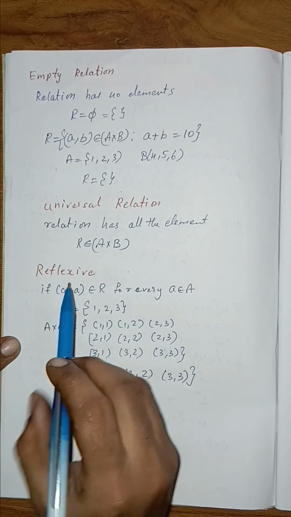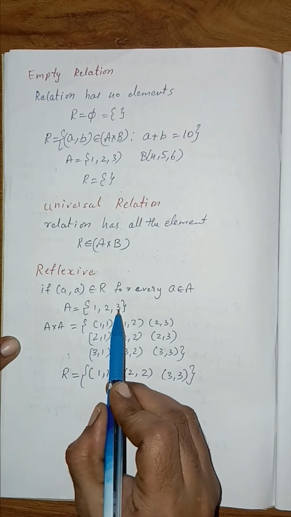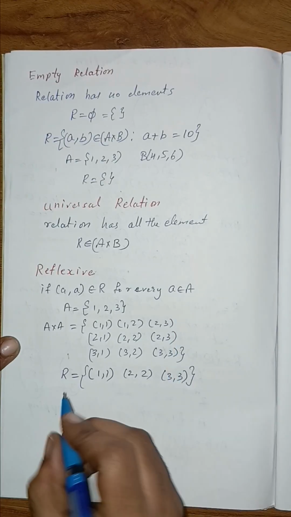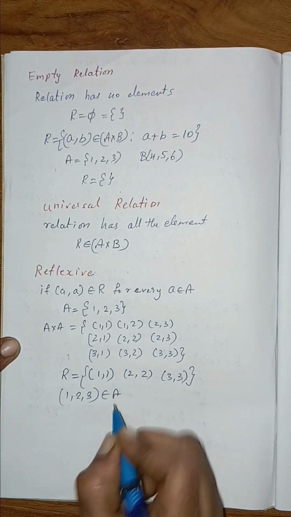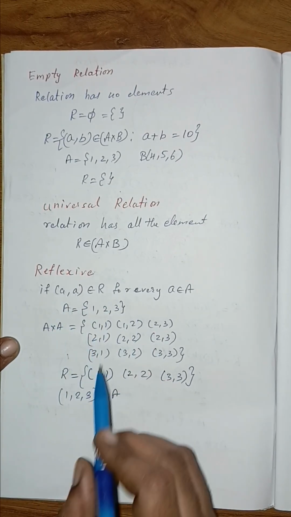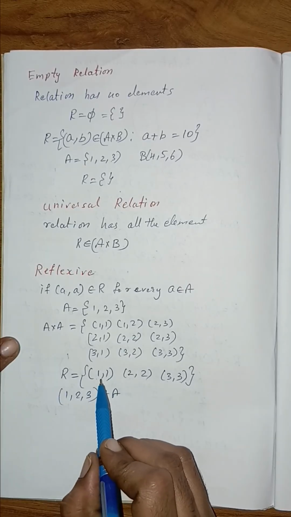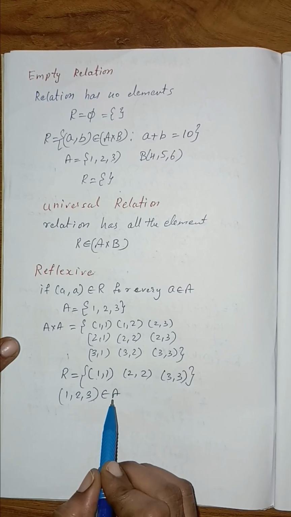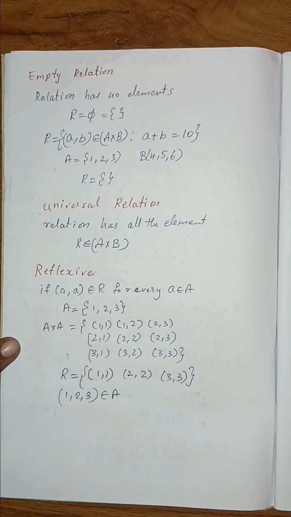So here, A has how many elements? 1, 2, 3. So for 1, 2 and 3 belonging to A, we should have 1 comma 1, 2 comma 2, 3 comma 3. These are mirror images. So you should have all the mirror images for all the elements of set A. Then only we call it reflexive.